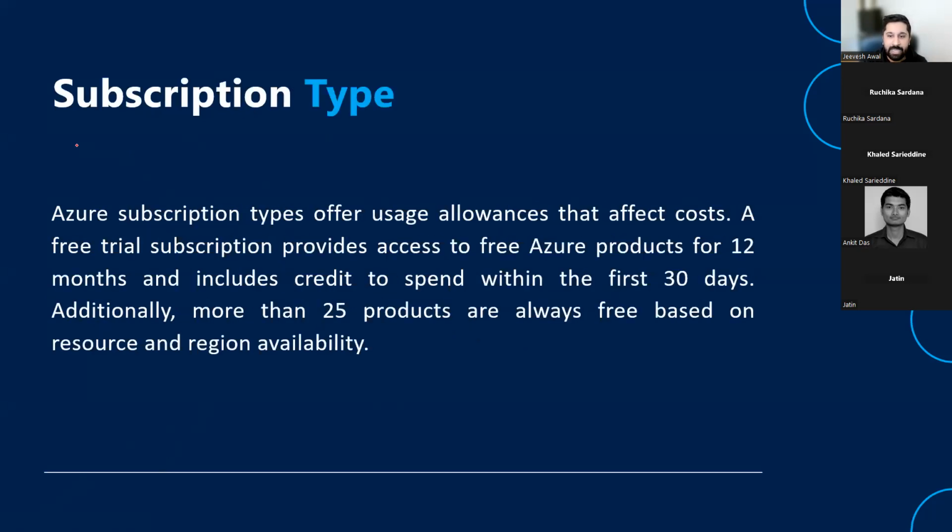Next is the subscription type. So when you go for a free account, we get 12 months free, we get some services free for 30 days, we get $200 in credits, we get additional services that are always free, and we get a student discount, again depending upon which subscription you have.